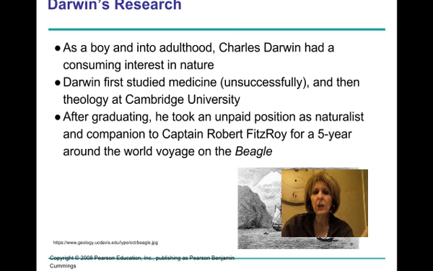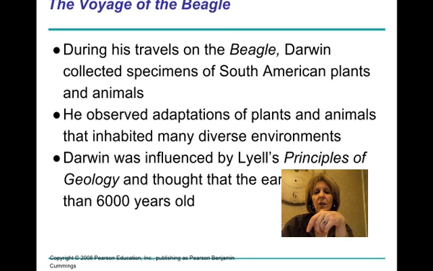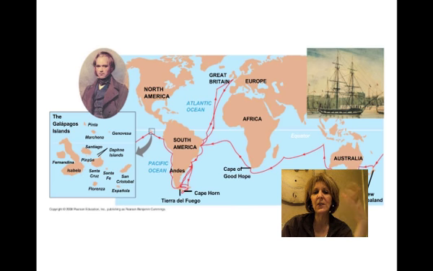So you know a little bit about Darwin. As a youngster, he came from a very privileged family, tried medicine, didn't do well at that, tried theology, didn't do well at that, but took this unpaid position as a naturalist for a 5-year voyage on the Beagle. And he basically was a collector on the Beagle, and went all over the world collecting specimens and plants, mailing them back to England when he was able, and all the time was thinking about these organisms and how they could be different.